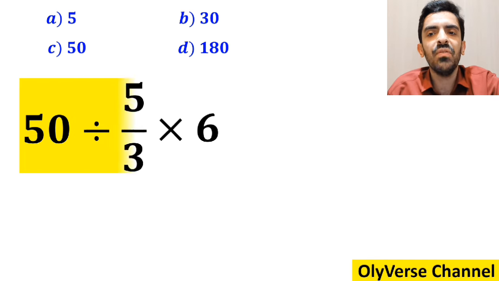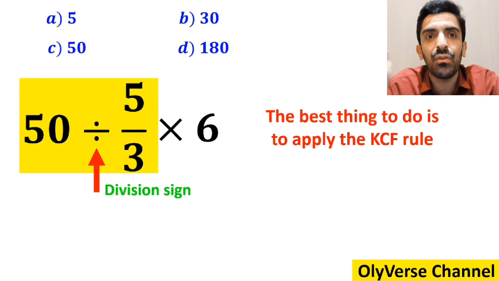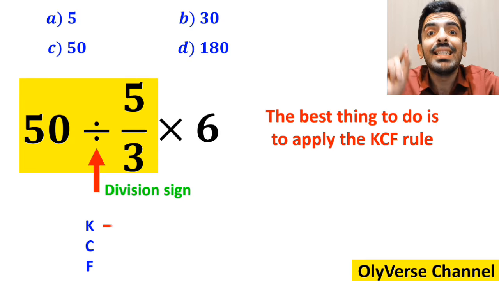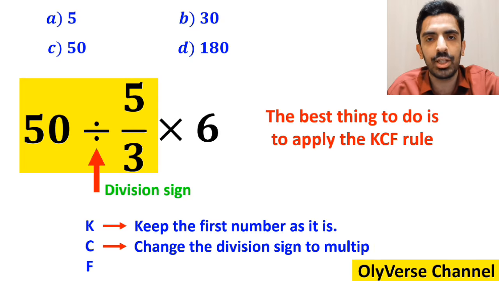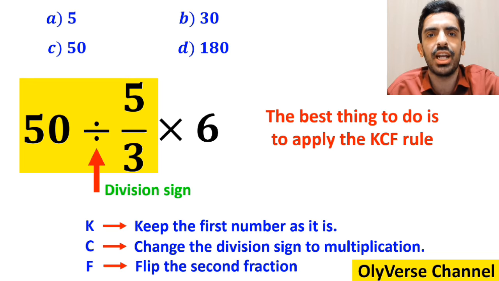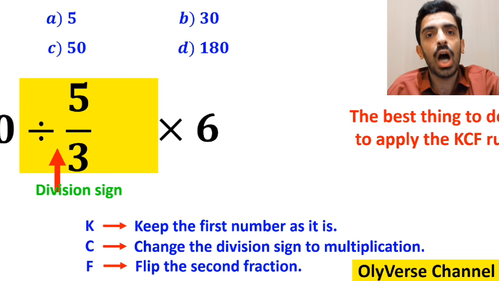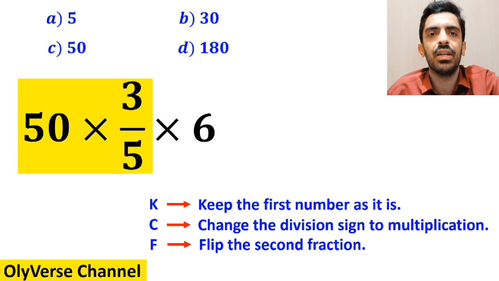So, first we start with the expression 50 divided by 5 over 3. Okay, whenever we come across a division sign between two terms, the best thing to do is to apply the KCF rule. In this rule, K stands for keep the first number as it is. C stands for change the division sign to multiplication. And F stands for flip the second fraction. So, we remove the highlighted part and replace it with 50 multiplied by 3 over 5.